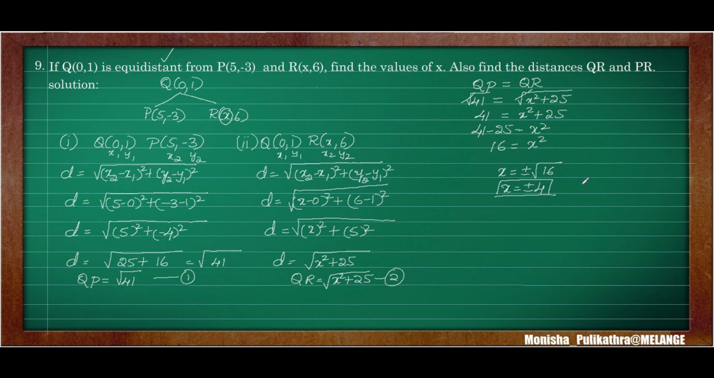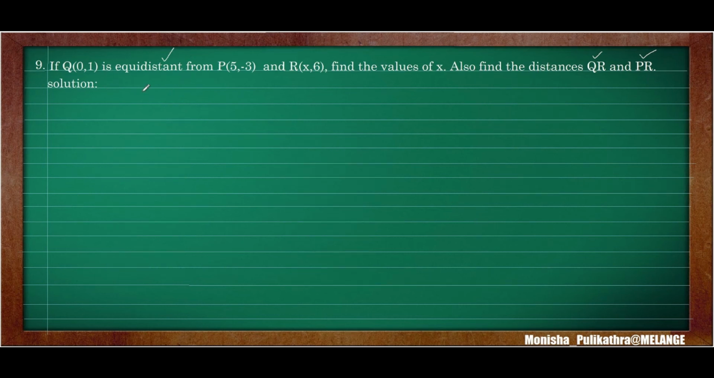Therefore the value of R, which is (x, 6), will become R of (plus or minus 4, 6). So next the question is we need to find out QR and PR. So we need to continue the problem. This is the continuation of the ninth problem. We have got the R value, that is the x value. So R has become (plus or minus 4, 6).